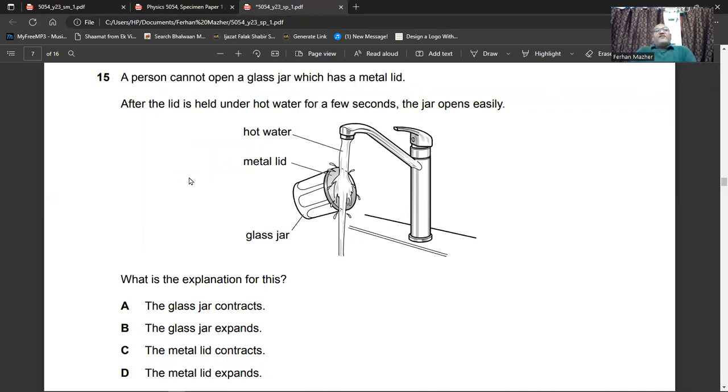So what is the explanation for this? The glass jar contracts. The glass jar will not contract. The glass jar expands. Yes, it expands, but a little later. The metal lid contracts.